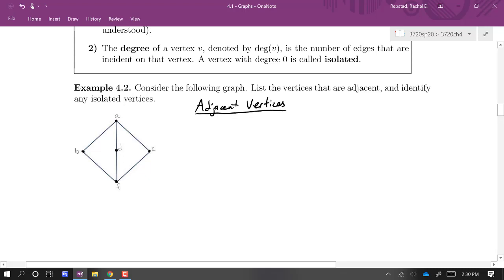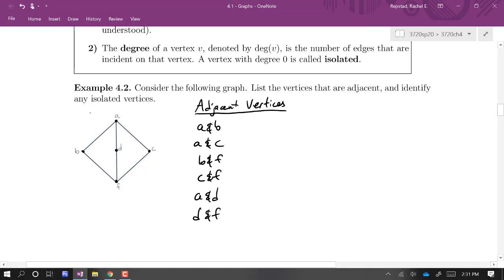These are just vertices that are connected by an edge. So A and B, A and C, B and F, C and F, A and D, and D and F. I just went through and for each edge, I identified the 2 vertices that were connected to that edge. That gives me a pair of adjacent vertices.